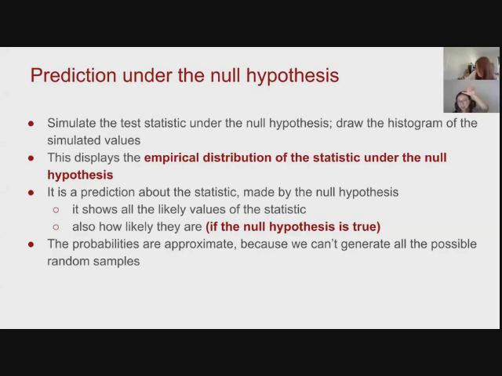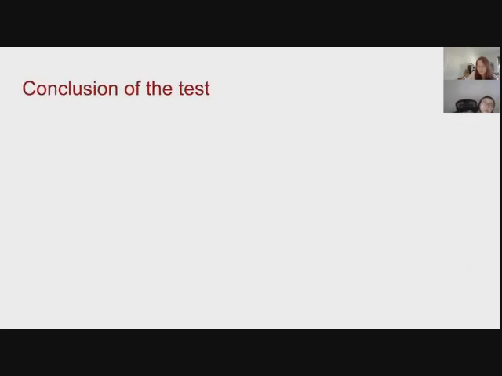First step: come up with two hypotheses, the null and the alternative. Second step: pick a test statistic. Third step: make a prediction under the null hypothesis. In practice, that means doing a large number of simulations. Each time we simulate a new data set under the null hypothesis, compute the test statistic, and then draw the histogram. These are the three steps so far. The last step is how to make a conclusion of the test.